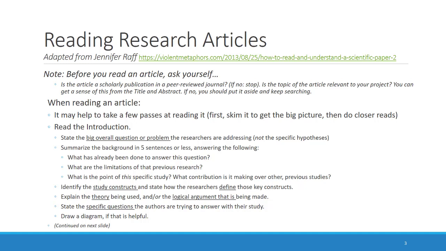Also ask yourself, is the topic of the article relevant to your project? You can get a sense of this from the title and the abstract of the article. If no, you should put it aside and keep searching. So once you find articles that are relevant to your paper number 1, you are ready to read them. And here are some tips for reading articles. So first, it may help to take a few passes at reading it first. So skim it to get the big picture and then do a closer read of the article.